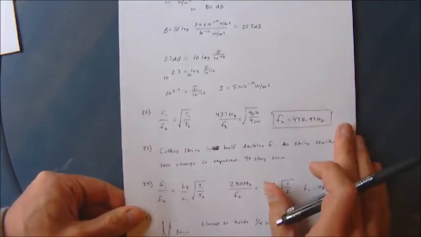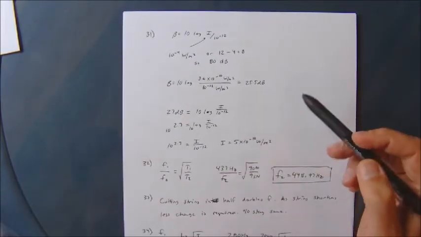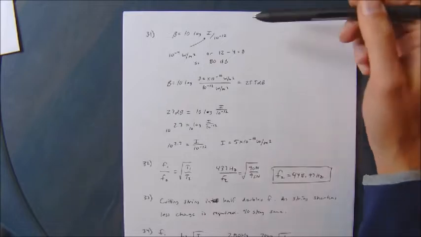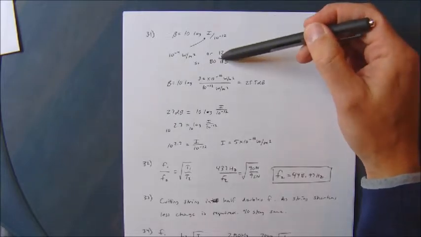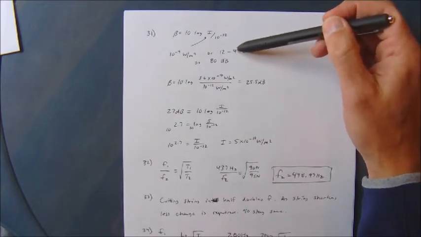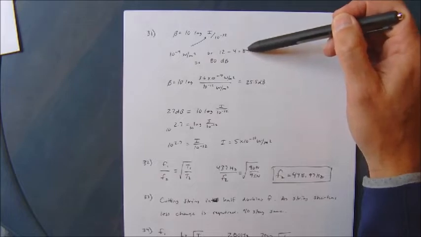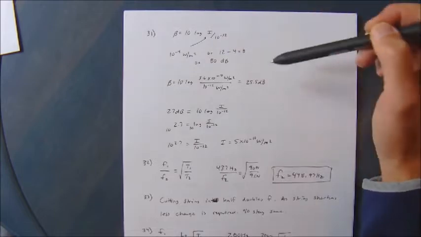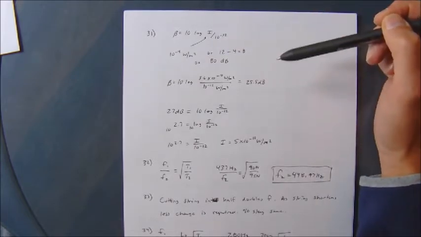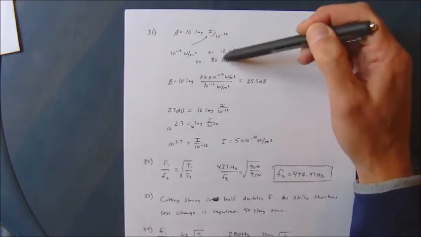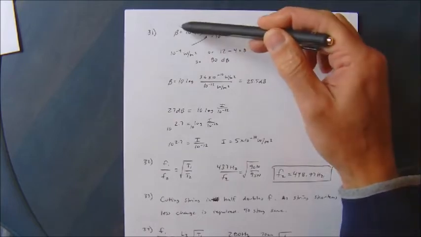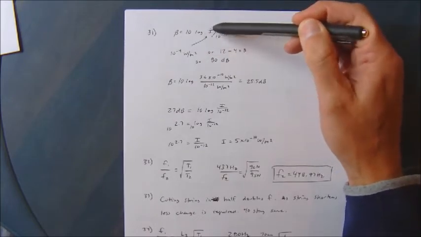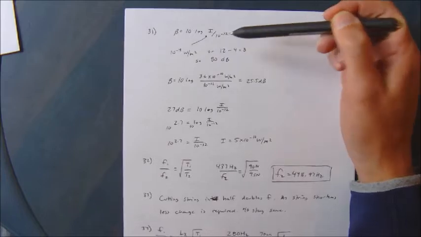Number 31. So back to where you can see that on the camera. 31, we're supposed to convert each one of these. So the first one, we have 80 decibels. So 12 minus 4 gives me that 8. So 10 to the minus 4 watts per meter squared, 80 decibels. That's one quick one we might be able to do in our head. If not, we can plug it in here and we'll still get 80 decibels. So beta, or the decibel level, equals 10 log I over 10 to the minus 12. That's our formula for this.